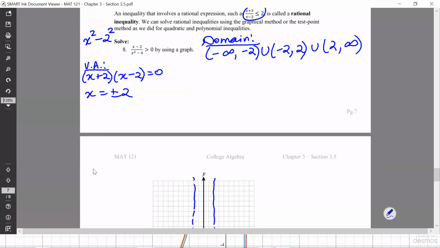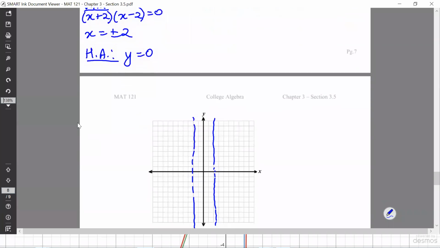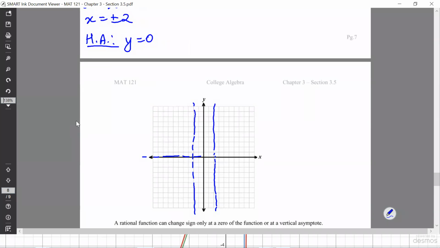Now, can you tell me if this side will have a horizontal or an oblique asymptote? Horizontal, because the degree of your numerator is less than the degree of the denominator. You have a horizontal asymptote at the x-axis. Okay, so y equals 0, which is of course this line over here.